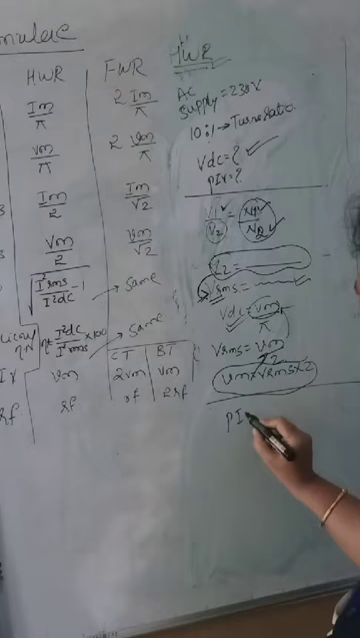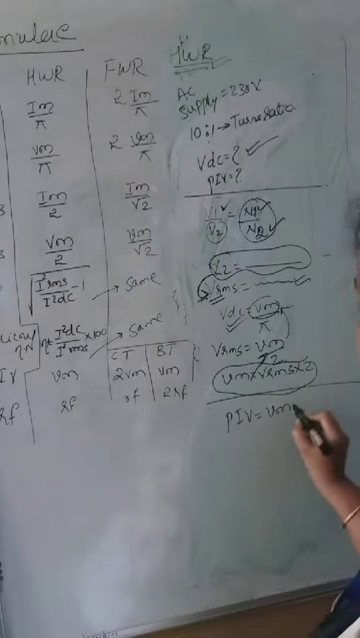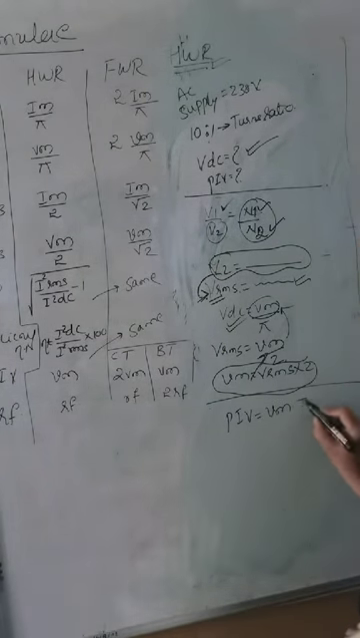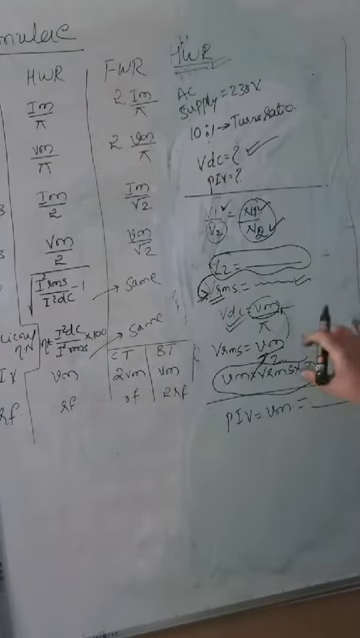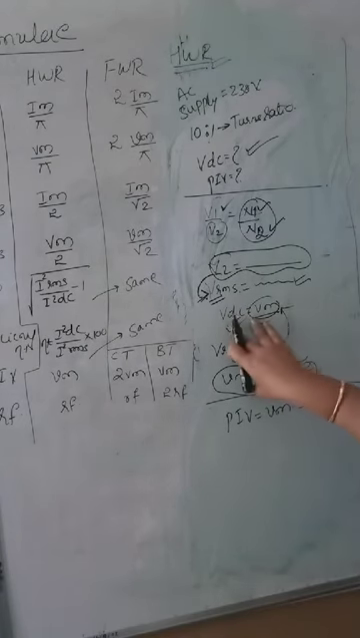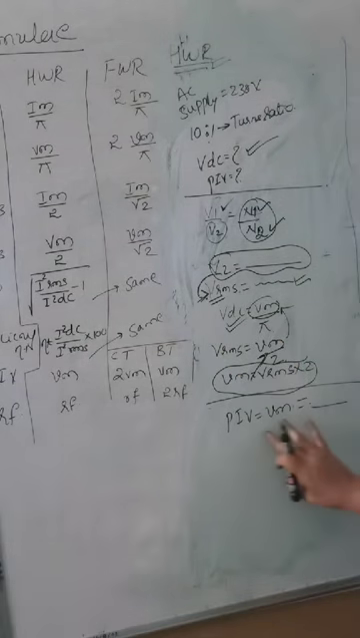Then PIV is directly equal to Vm for a half wave rectifier. Vm value you are calculating. Vm is equal to VRMS into 2. You will get the Vm value. Vm value you have already calculated for calculating the VDC. Now you will have this.